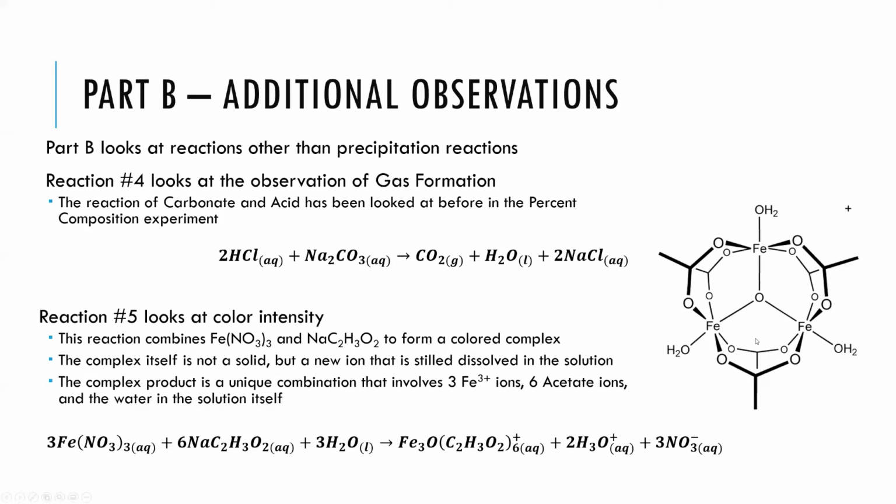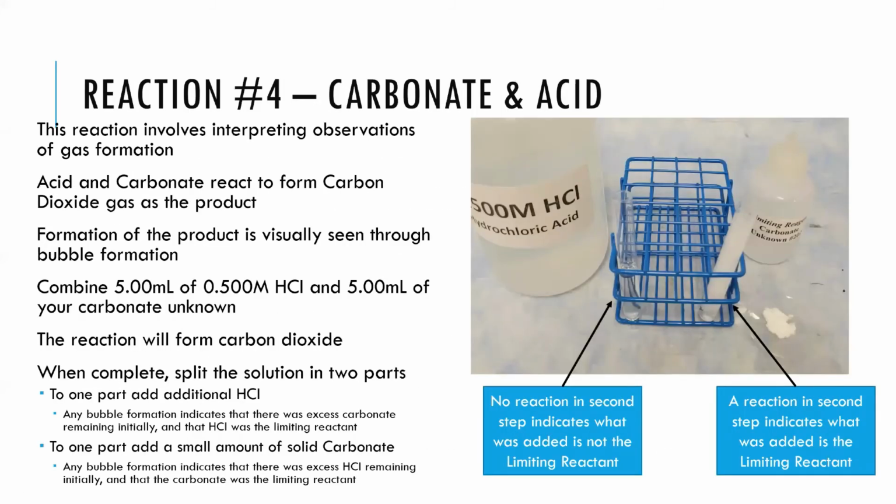And does it get darker? Does it get lighter in the reaction? So in reaction number 4, again, this is looking at gas formation. You're still going to be taking 5 milliliters of hydrochloric acid and 5 milliliters of your carbonate unknown solution and mixing those together in a test tube.